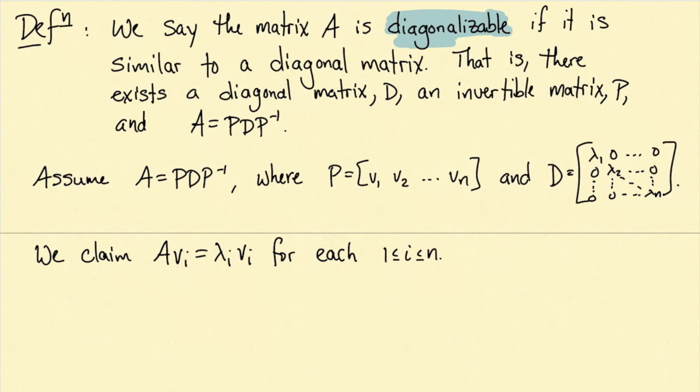We note that this is sufficient to show that R^n has a basis of eigenvectors of A, namely P is an invertible matrix. That means that the columns of P span R^n and are linearly independent. Therefore, they are already a basis. We just need to show they are actually eigenvectors.